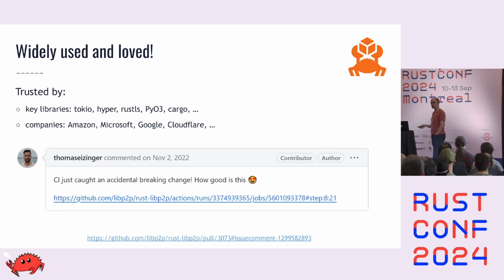Cargo-semver-checks is also very widely used and loved. If you already use Rust, you're already depending on a ton of crates that rely on cargo-semver-checks for their breakage freedom. Cargo itself uses cargo-semver-checks to publish, as do some of the biggest crates like Tokio and Hyper and PyO3 and Rustls and so on. And some of the biggest tech companies also use cargo-semver-checks for their open source projects. Now, you can see this is a user testimonial that was completely unprompted when one of those users discovered that they were going to make an accidental breaking change in one of their packages. It's a lot nicer to discover this stuff in CI than to discover it when someone opens a GitHub issue in your project.